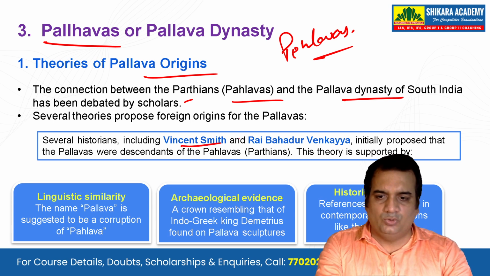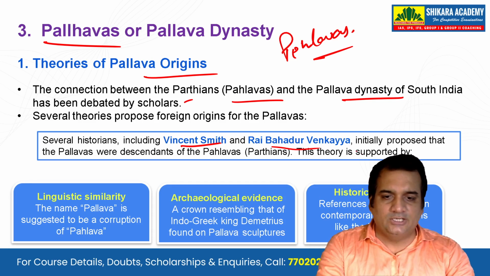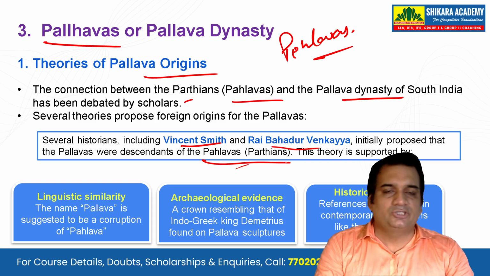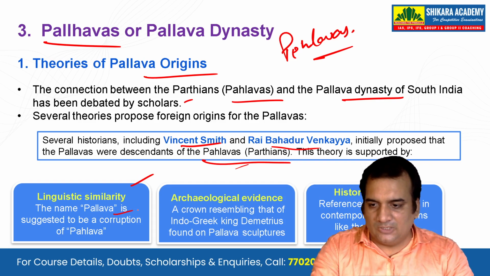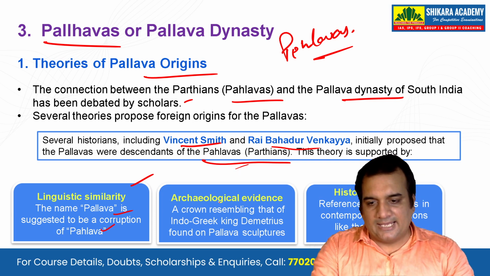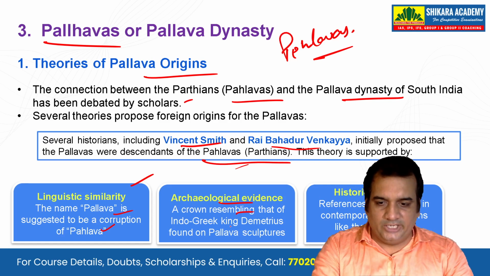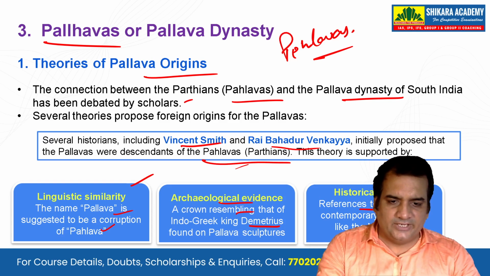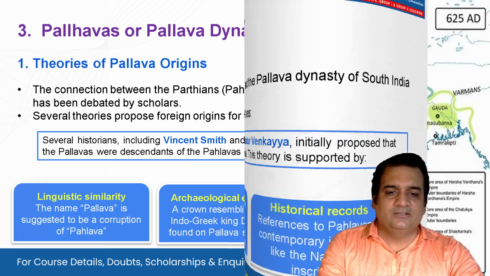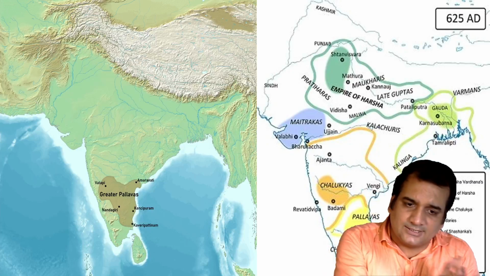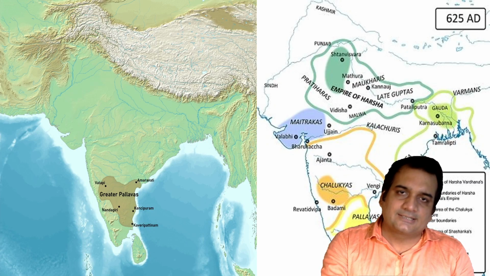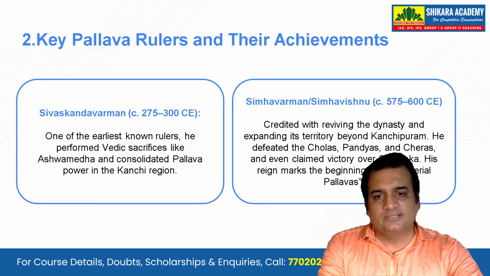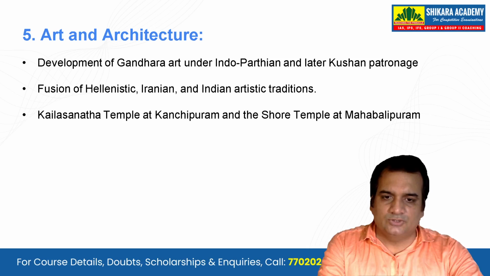Because several historians including Vincent Smith and Raj Bahadur Venkaiah initially proposed that the Pallavas were descendants of the Pahlavas. Pahlavas means the Parthians. This theory is supported by linguistic similarity. The name Pallava is suggested to be a corruption of Pahlava. As archaeological evidence, a crown resembling that of the Indo-Greek king Demetrius was found on Pallava sculptures, and also in historical records, the reference to the Pahlavas in contemporary inscriptions like the Nasik cave inscription talks about this. So we can say that there was some sort of relationship between the Pahlavas and the Pallavas. We will discuss it in a quite comprehensive way when we discuss the Pallava Empire. It is not part of today's class, so we are not going to see that.